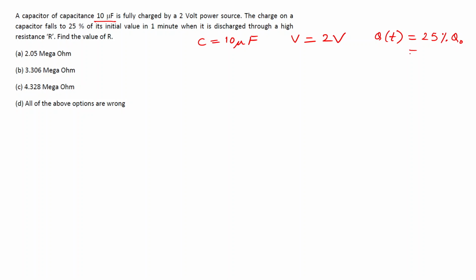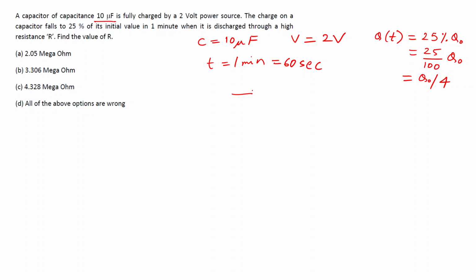25% of Q naught means this will be 25 by 100 of Q naught. This will be Q naught by 4. 25% of Q naught means 1/4 of its initial value in 1 minute. So this is happening in 1 minute, which means 60 seconds, when it is discharged through a high resistance. Find the value of this resistance.